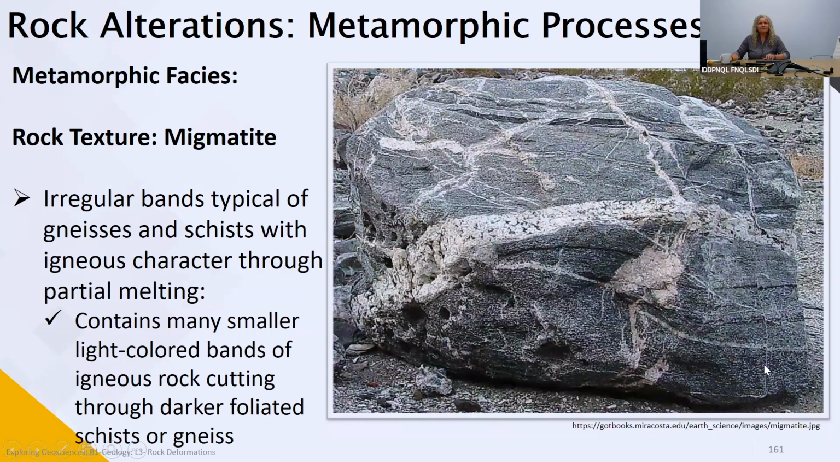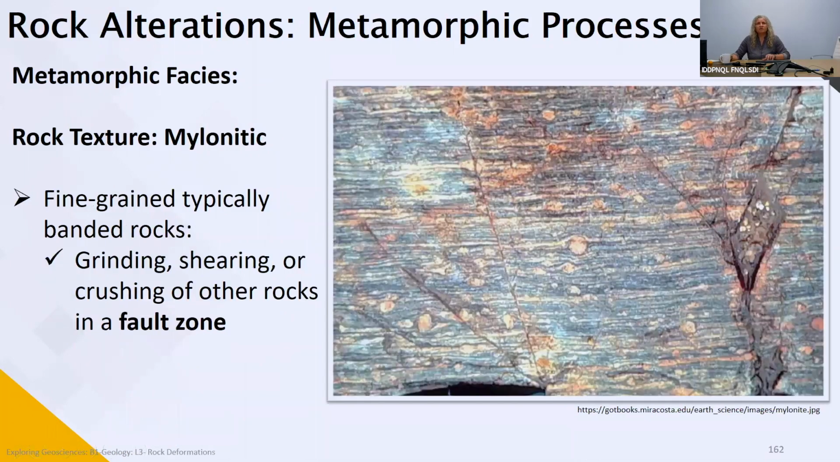We have a migmatite. Migmatite is irregular bands, as you can see here, of typical gneisses and schists with igneous character through partial melting. So it contains many smaller light-colored bands of igneous rock cutting through dark foliated schists and gneiss. The mylonitic is a fine-grained, typically banded rock, formed by grinding, shearing, or crushing of other rocks.